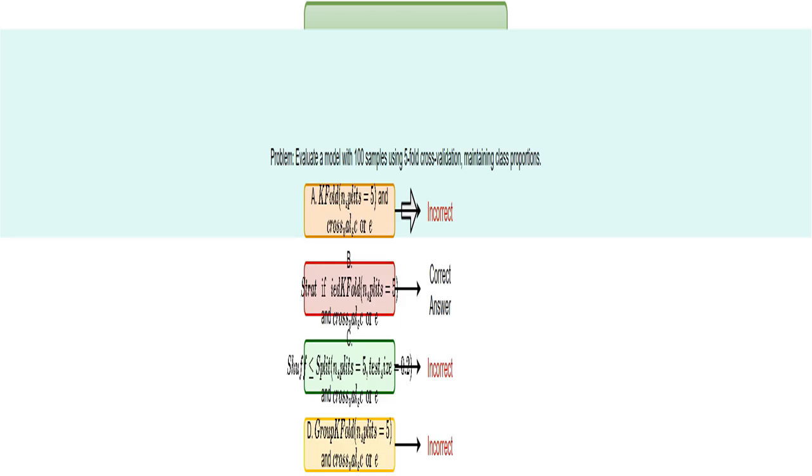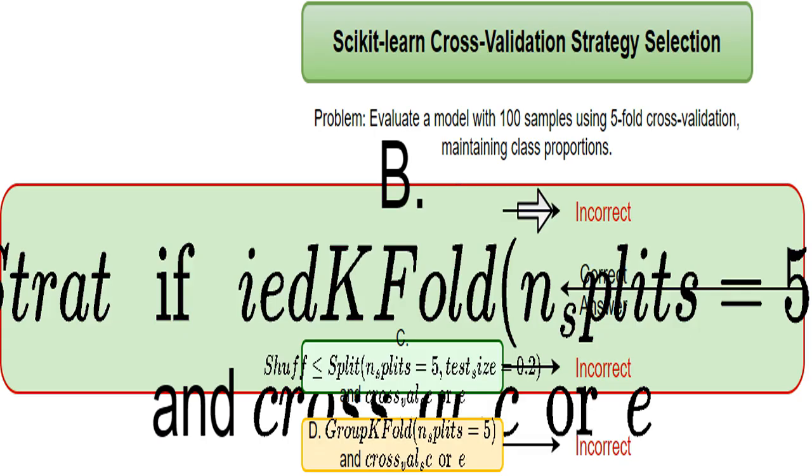We'll split these points into 5 groups, training your model on 4 and testing on 1, and repeating this process until each group serves as a test set. The catch is, we need to keep the proportions of different data types, classes, the same in each group for a truly fair test. This is the best approach.